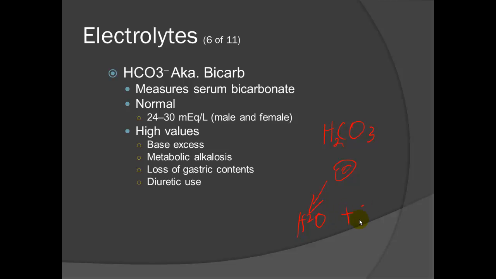water and CO2. Now we give it in the form of sodium bicarbonate. The sodium breaks off, gets taken out by the kidneys, and water follows it. Bicarbonate picks up the extra hydrogen ion, becomes carbonic acid. Carbonic anhydrase breaks it down if we're acidic, and then we expel the CO2 via the lungs, and the water follows the sodium. High values: base excess, metabolic alkalosis, loss of gastric contents, or diuretic use.